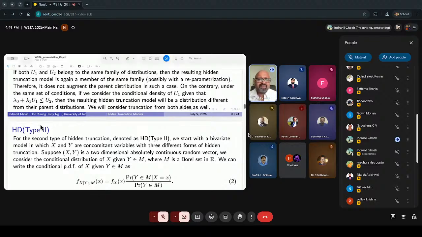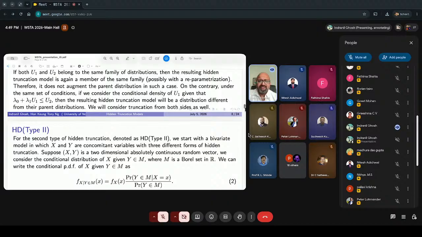And then for the second type of hidden truncation, in earlier papers or works by Arnold and his co-authors, they didn't specify HT type 1 and type 2. So for better understanding, we separate them and classify them into two categories. In HT type 2, you start with a joint distribution, with the hope that you will be able to get the conditional distribution of y given x, and of course the marginals are easily available.